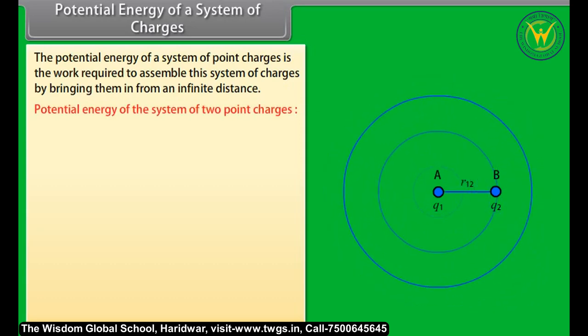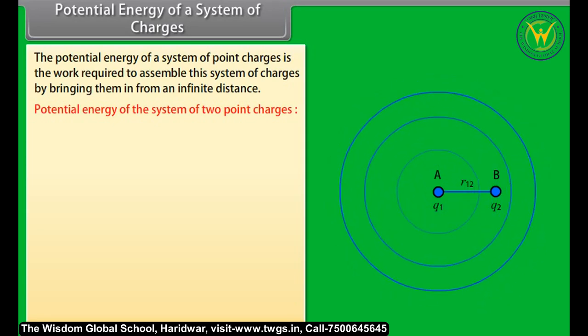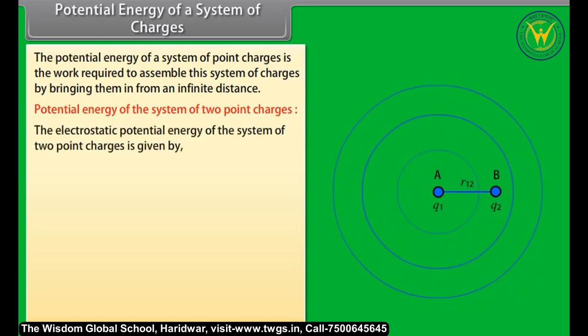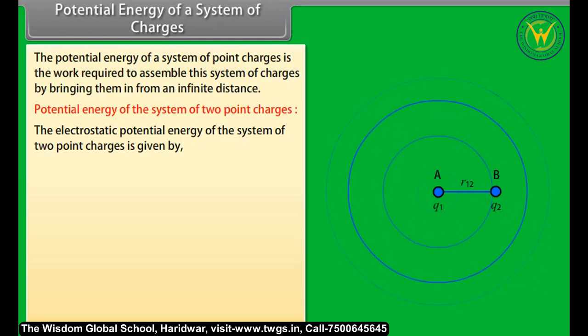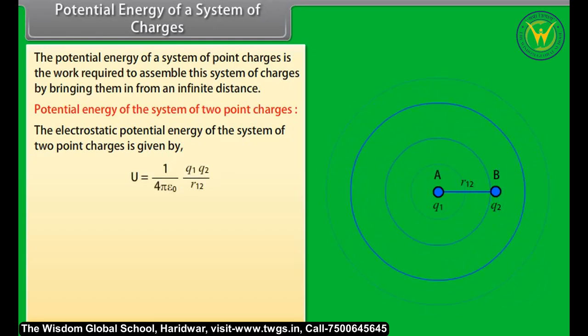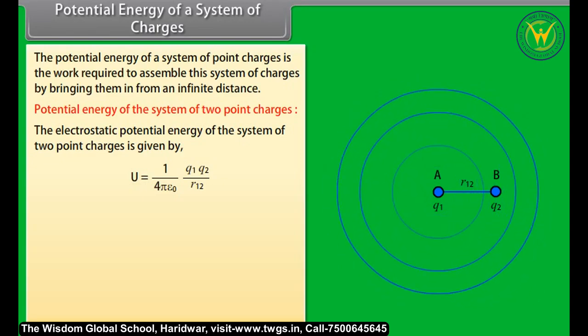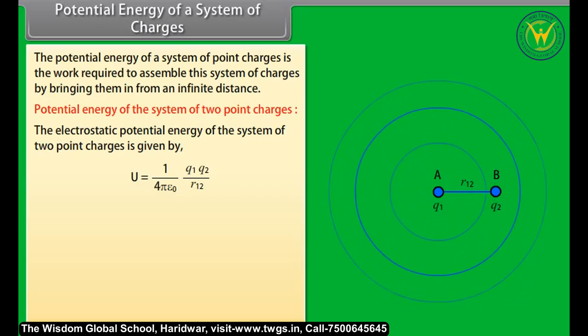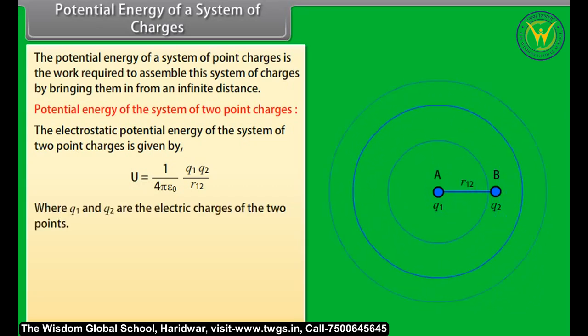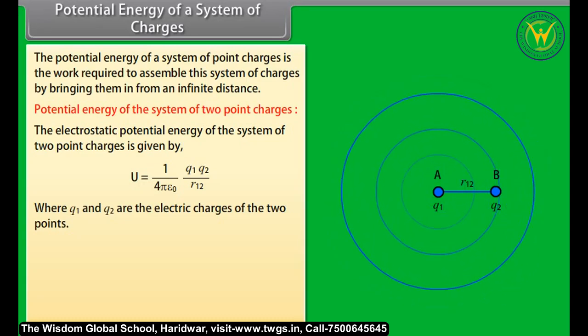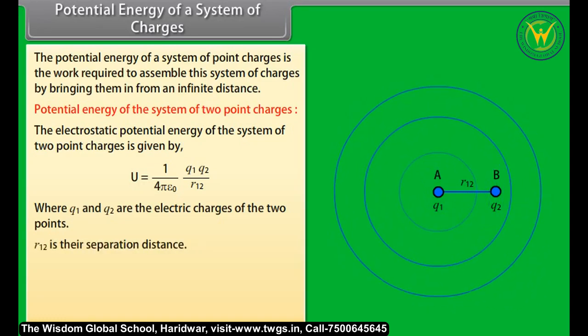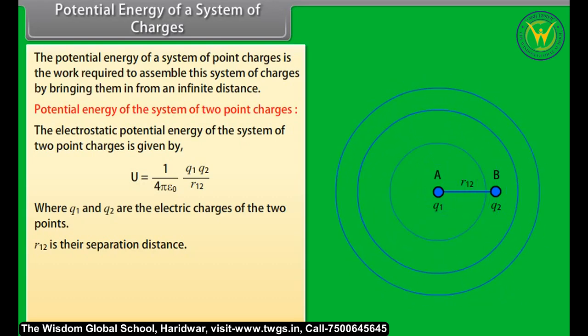Potential energy of the system of two point charges. The electrostatic potential energy of the system of two point charges is given by U as 1 upon 4 pi epsilon naught multiplied by q1 q2 upon r12, where q1 and q2 are the electric charges of the two points. r12 is their separation distance.